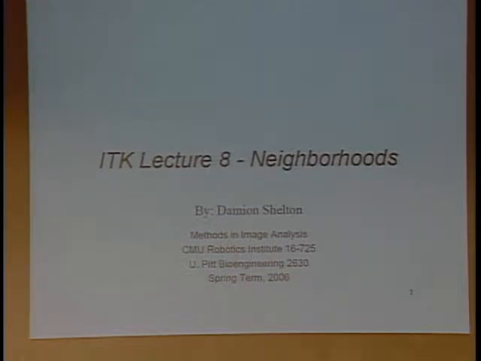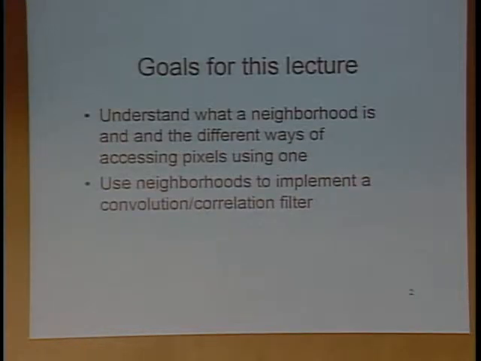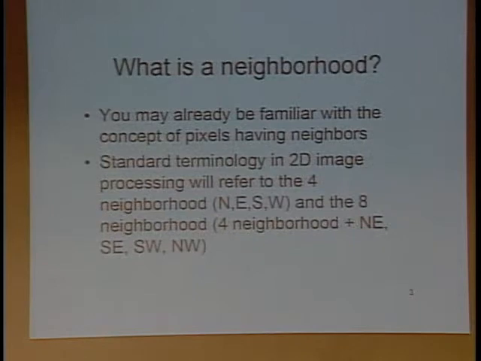And this week we are going to learn about a little bit another iterator, which is a little bit more complicated but more commonly used. Okay, first we will understand what a neighborhood is in ITK and how to use an ITK neighborhood iterator to access pixels in neighborhood. And then we will use the neighborhood iterator to implement a convolution filter.